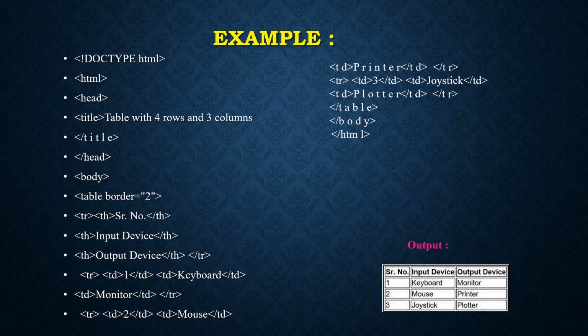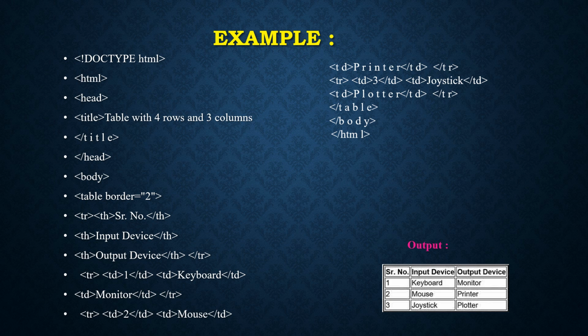Again start with a new row, that is tr, td2 slash td, td mouse slash td and td printer slash td. After printer row gets over, so it is closed with slash tr. Again for the new row, the last row, tr, td3 slash td, td joystick slash td, that is the second record, td plotter slash td and slash tr.